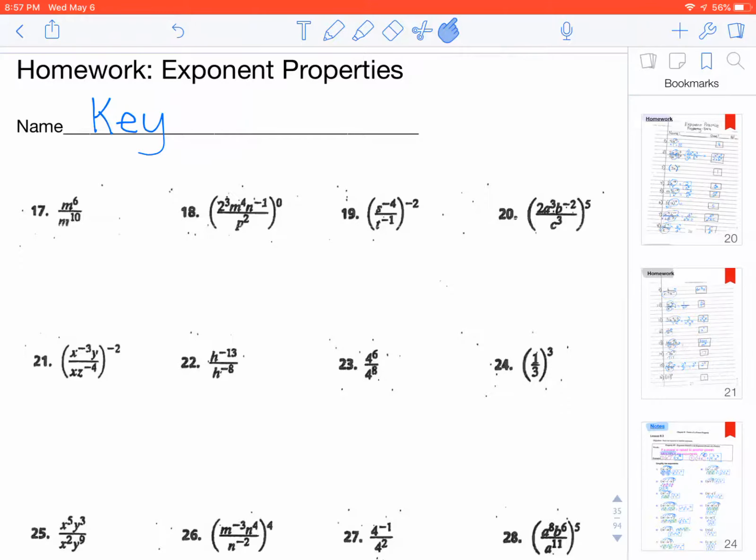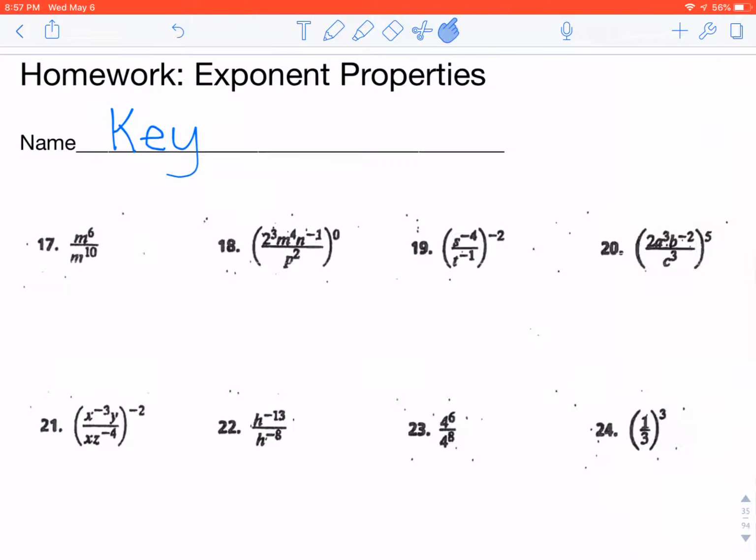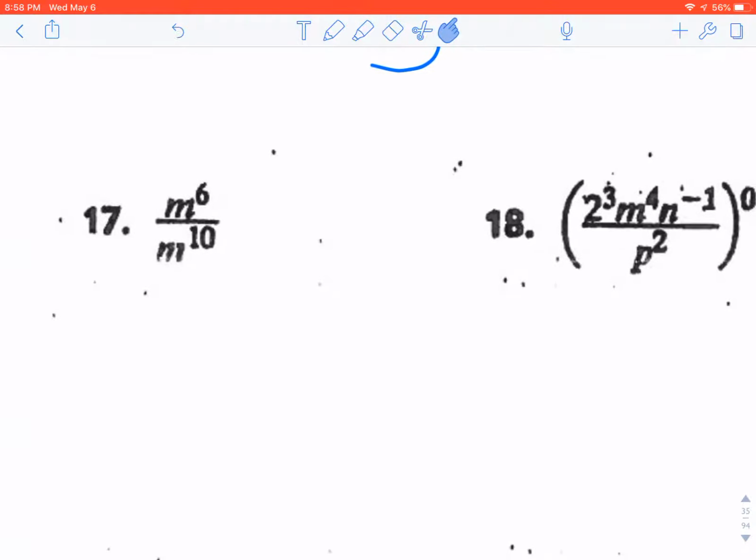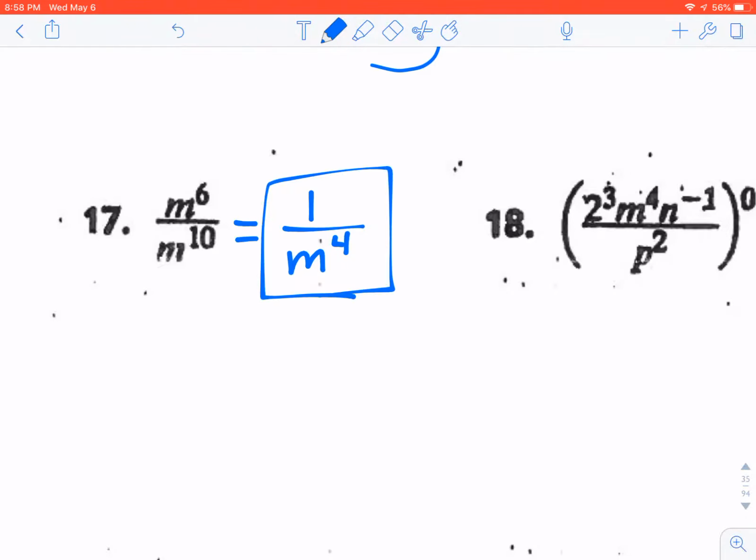I am going to review the exponent property homework in this video. Remember, the order of operations of exponents tells you to clear parentheses first, then move negatives, and then simplify. Okay, so number 17, your answer should have been 1 over m to the fourth, because again, you're subtracting exponents. The answer goes on the bottom where the larger exponent is.